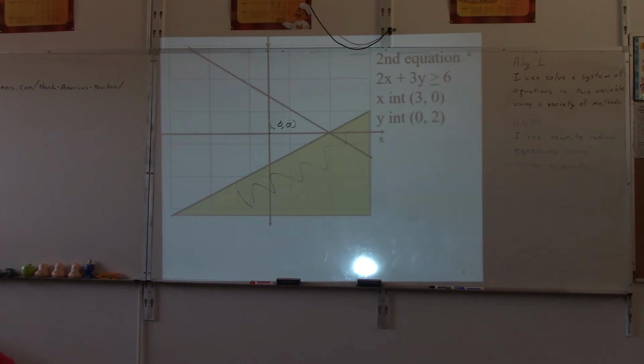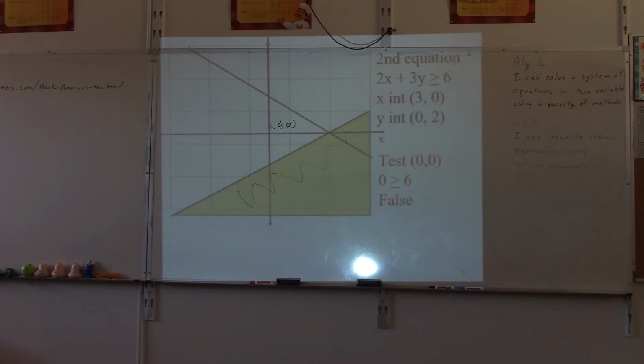Where am I going to shade this? Am I going to shade it to the north or to the south? North. Okay. North is above it, south is below it.